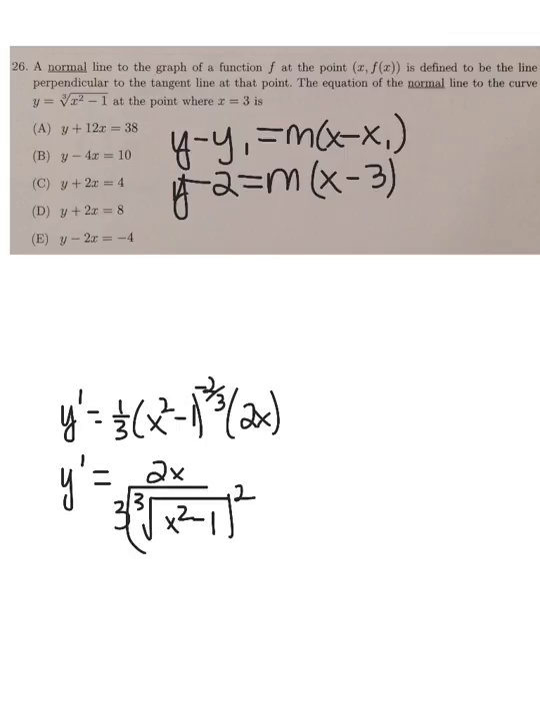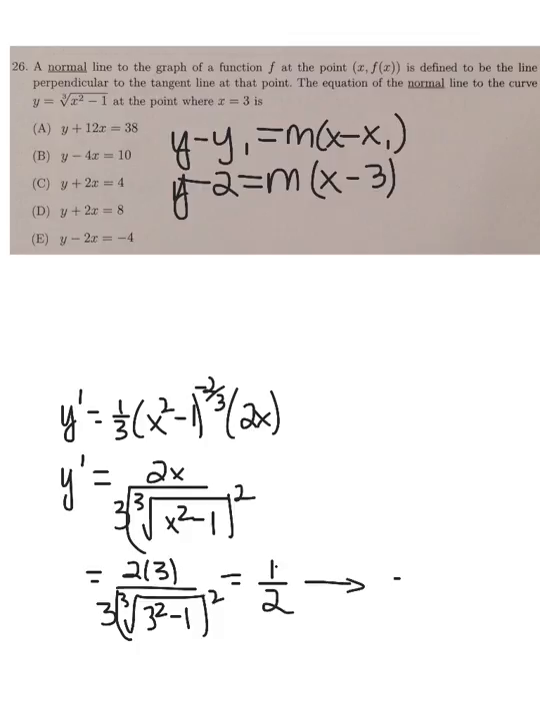Okay, and then I'm going to be plugging in x equals 3, so that's going to be 2 times 3, and then we've got 3 times the cube root of 3 squared minus 1, and then we're going to square that quantity. Okay, so when I work all of this out, that's going to be 1/2. Now let's just be careful because that's the slope of the line, or I should say the slope evaluated at 3. However, they want the normal line, and remember the normal line slope is going to be the negative reciprocal of that.